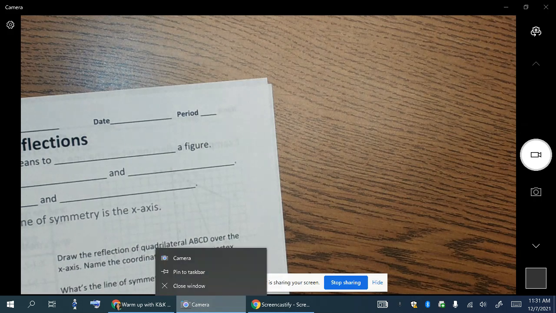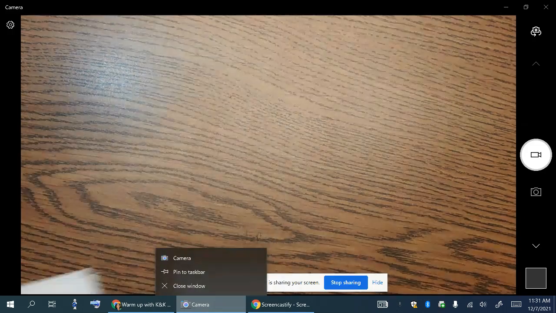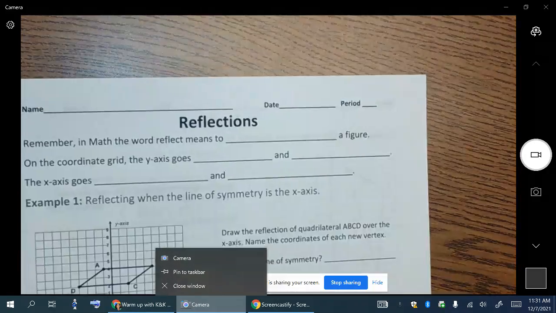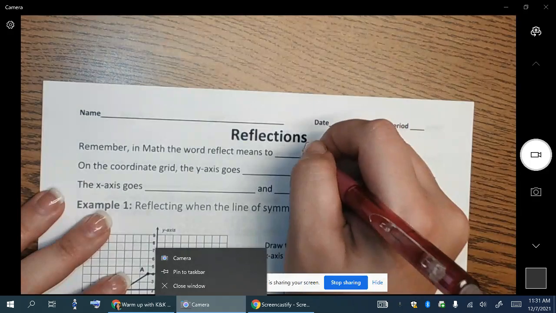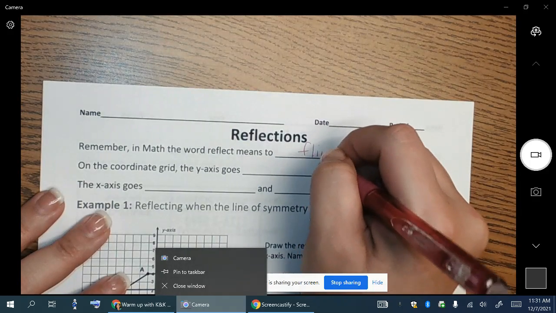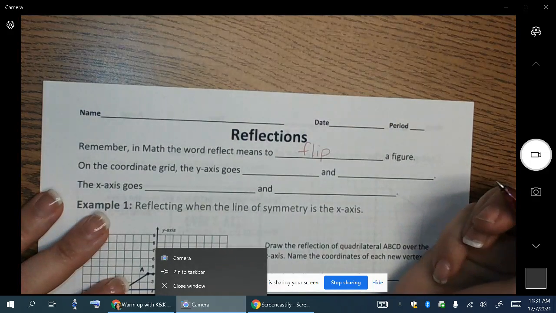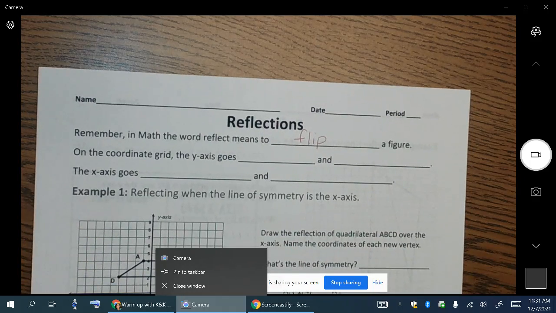Today we are doing reflection. Yesterday we did translations, which were slides. Today we're doing reflections, which are flipped. Okay, reflections are when we flip.